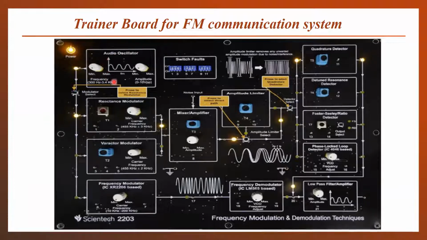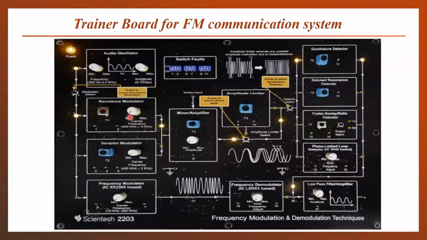The first block is the audio oscillator. The audio oscillator will provide the message signal here, the message signal which we have to use to modulate the carrier frequency, or which we have to transmit through a frequency modulation scheme to our receiver. And this audio oscillator output, or we can say this message signal, is provided to the modulator. Two types of modulator are present here: reactance modulator and varactor modulator.